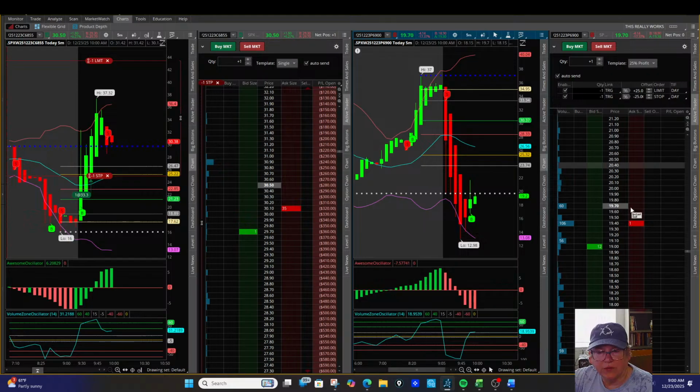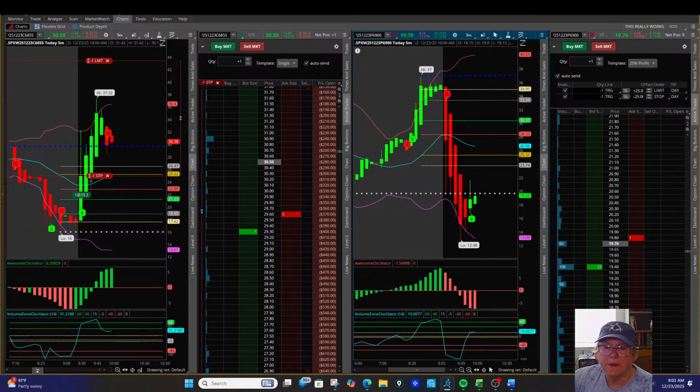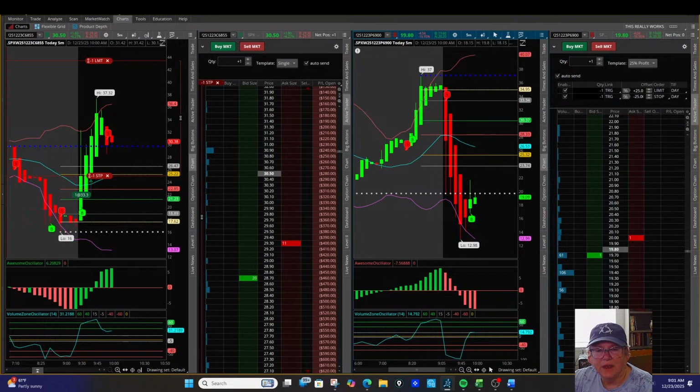And what I'm referring to when I say green bar down here, I'm talking about the put chart below zero on the awesome oscillator. I should call it the AO.